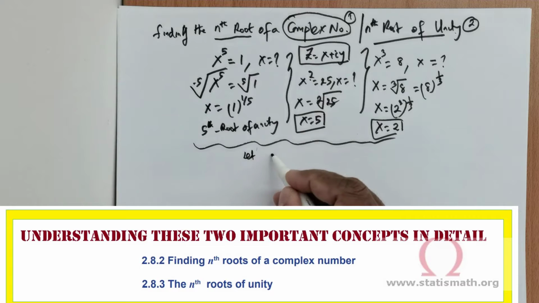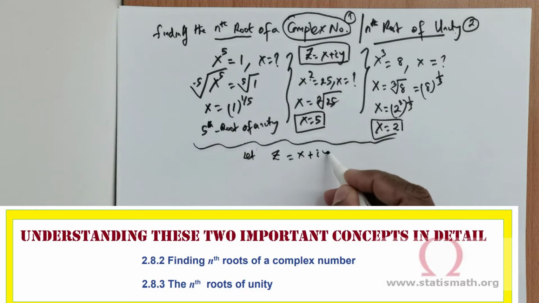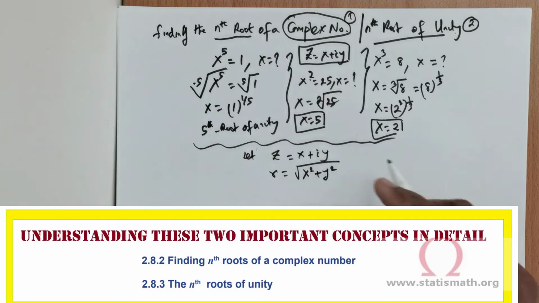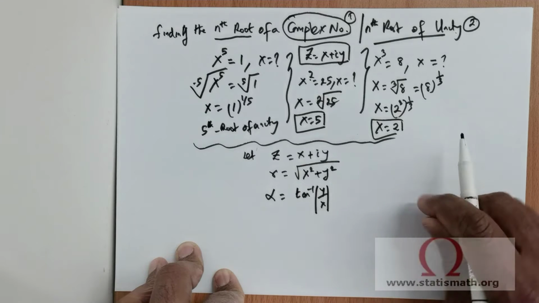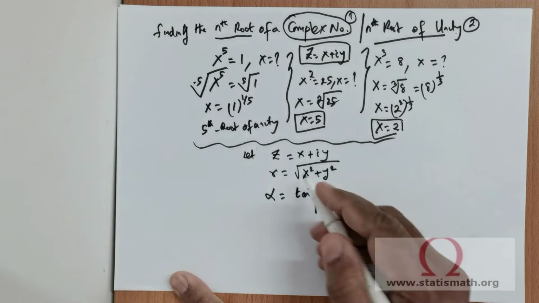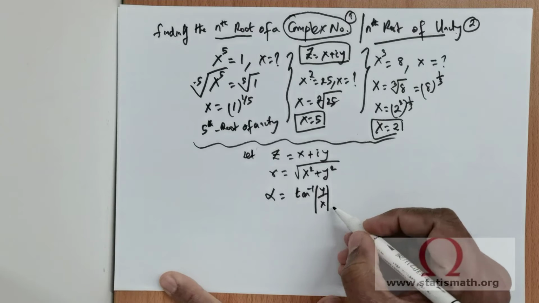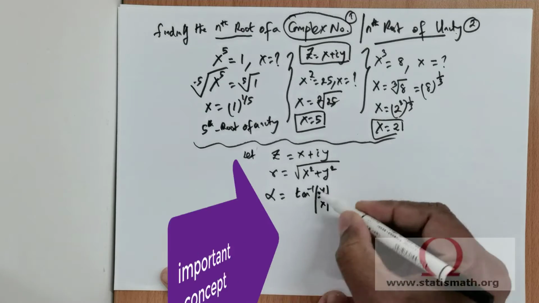Let me take any complex number z of the form x + iy. If I were to find r, which is the modulus, then the quantity is going to be the square root of x squared + y squared. Now, I need to find alpha. Alpha is going to be tan inverse of the modulus of y divided by x. Of course, you need to place it in the modulus sign. Now, this is not theta; this is just the reference angle.